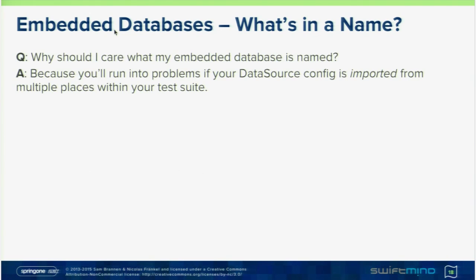But the reason that you should care about it is that you can run into problems if you have your data source config imported from multiple locations. So let's say you have your test data access config, your test data source config, either as an XML config file or as a Java config file, and you're using Spring's embedded database support. So then by default, it's going to have just a default name. And then if you have different use cases, so different scenarios you want to test, so different integration tests, maybe extending from different classes, importing different config stuff. If two sets of classes import the same config, then they're basically going to be asking Spring to create that database again, right?